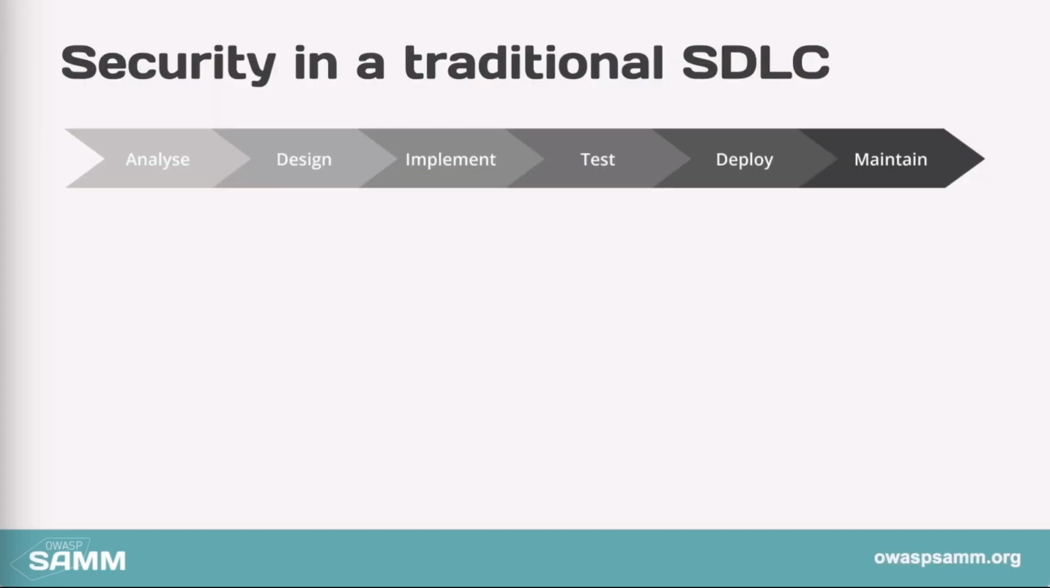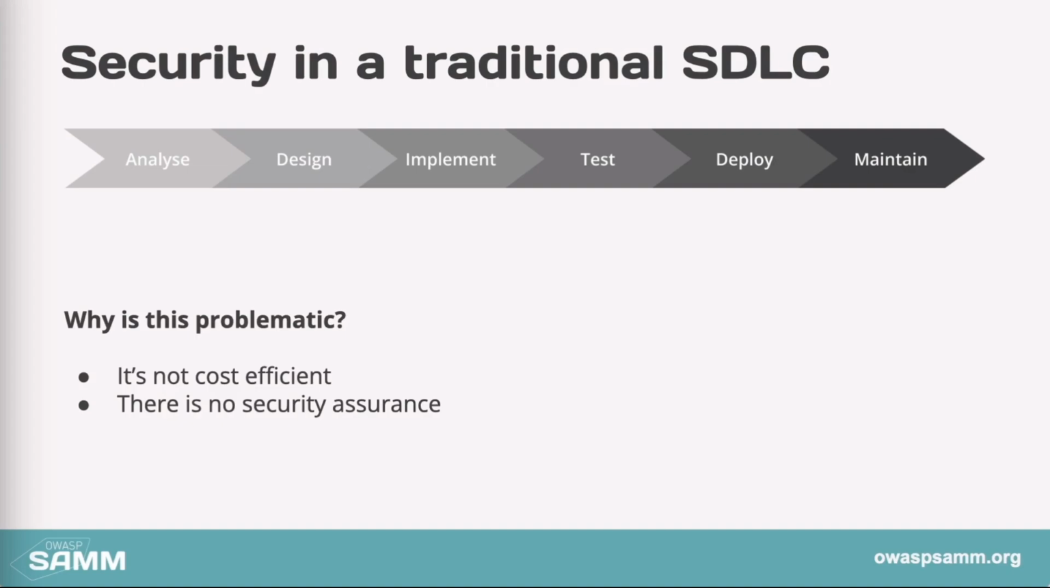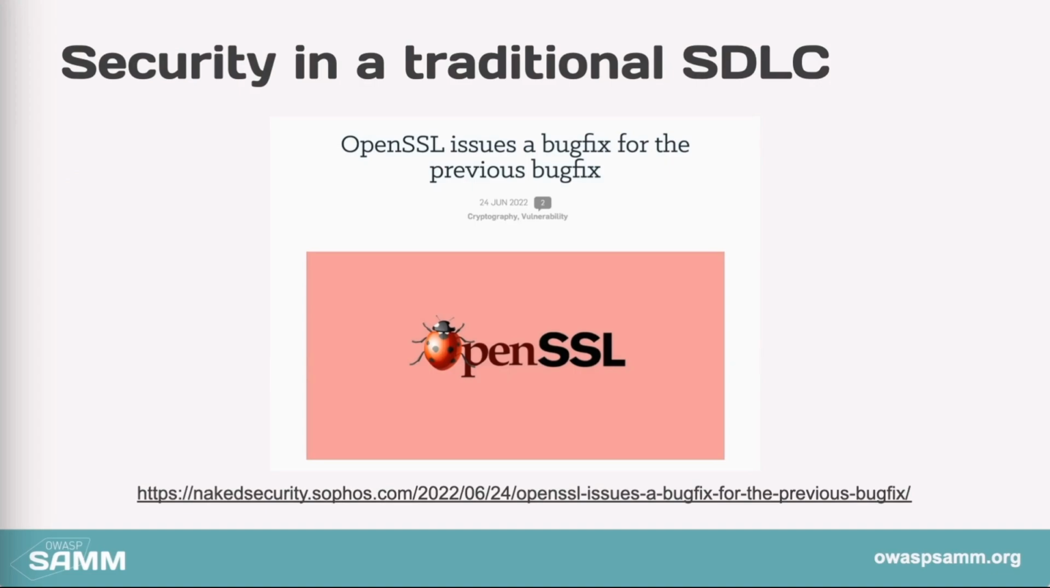More often than not, we first build the system and then we focus on finding bugs and fixing them. Now, why is this problematic? It's very inefficient and there is no real security assurance in place. To give you some clear examples, bug fixes might introduce new security vulnerabilities. So just fixing the bug could leave you open to new problems.